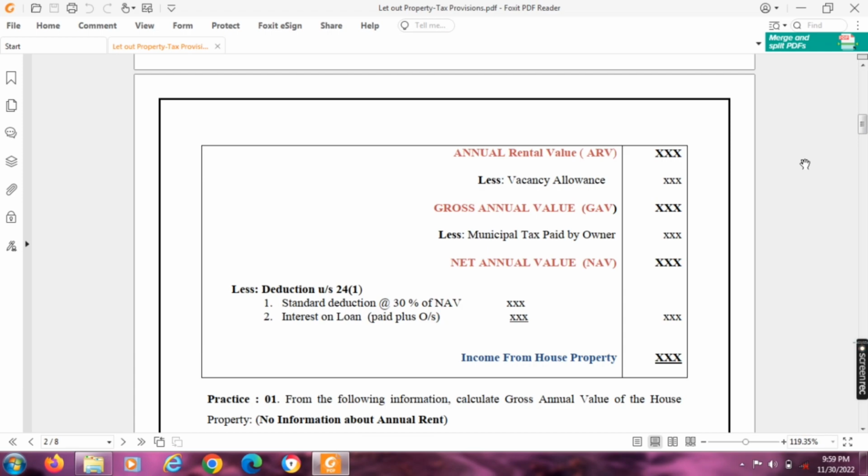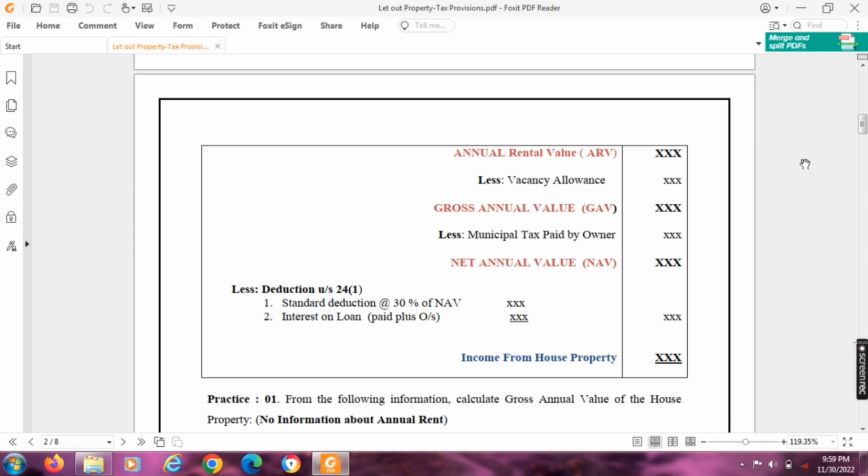In that, less municipal tax paid by owner. Actually paid, no outstanding is allowed. When the municipal tax is paid by the tenant, that is also not allowed. Only municipal tax paid by the owner is allowed to deduct from gross annual value. Balance value is called net annual value.